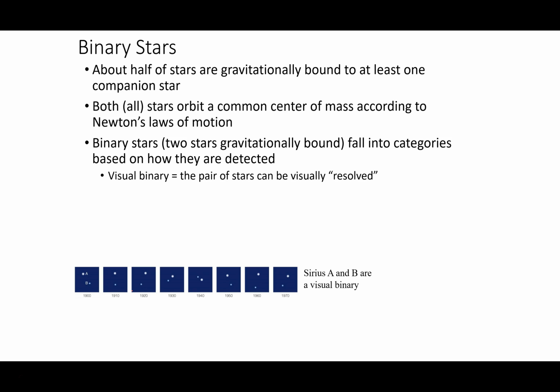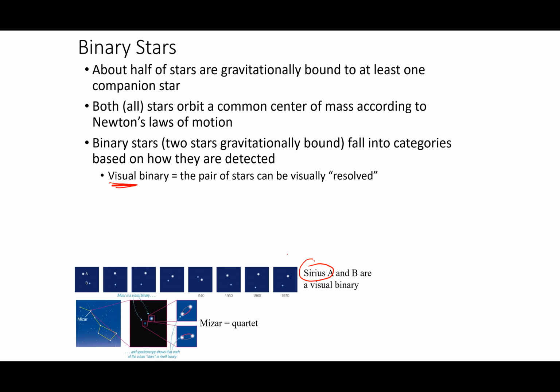If they are, and I'll underline the word visual, if you can literally see two of them, they are a visual binary. There's all sorts of examples of that. Sirius was the dog star. Remember in Canis Major, a star called Sirius, that's the hunter's dog. So we have a Sirius A and Sirius B. You can see them. They're visual binaries.